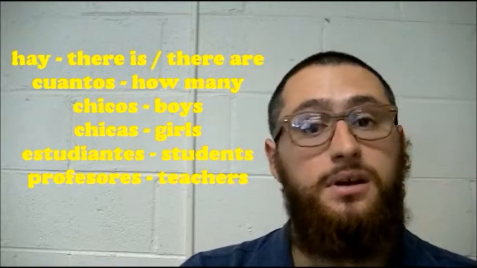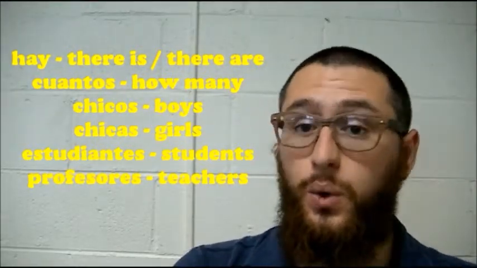Okay, so before we get into the next section, which will be how we describe numbers in sentences, let me give you a couple new vocab words. The first, and probably one we'll be using the most in this section, is the word hay. Hay means there is or there are.